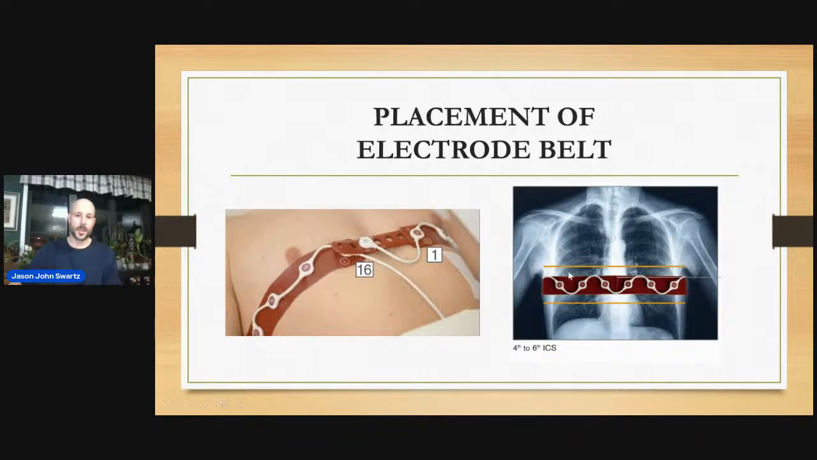The placement is about 2 inches below the armpit. They say fourth to sixth intercostal space. That's quite hard, right, to try and figure that out in an ICU patient with all the lines and everything on them. But roughly put it there.